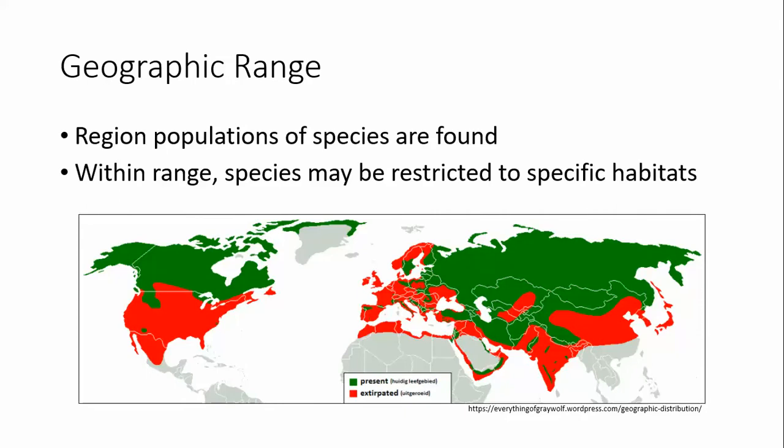The geographic range of a species is where any populations of a species are found. Within any particular range, there may be limited areas within that range where that species is found. So, for example, this is the geographic range of the gray wolf, and the present day range is everything that's in green. What you may see is, for example, here in Russia, it looks like that is a large part of the geographic range, but any place where there's a major city would probably be excluded from that.